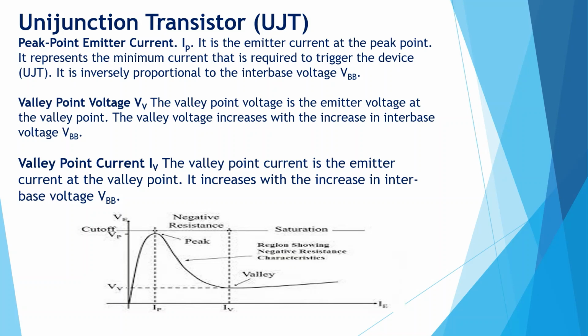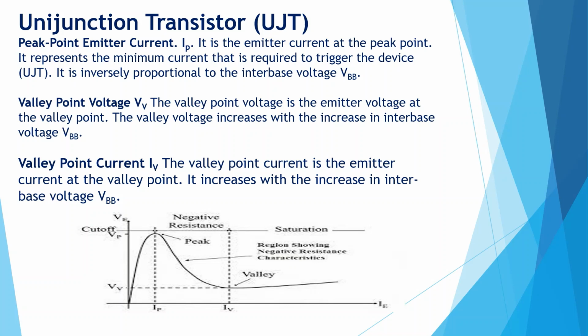Peak point emitter current IP is the emitter current at the peak point. It represents the minimum current that is required to trigger the device, right? So the minimum amount of current which will be required to reach this point, the peak point, is called the peak point emitter current. It is inversely proportional to the interbase voltage VBB, of course.